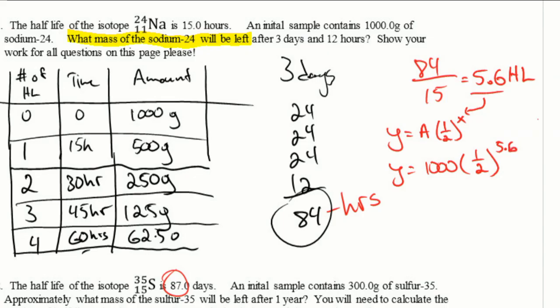So on my calculator, I go 0.5 to the exponent 5.6, hit my equals button, then I multiply by 1,000, and I end up with 20.6 grams. Is the amount left over.